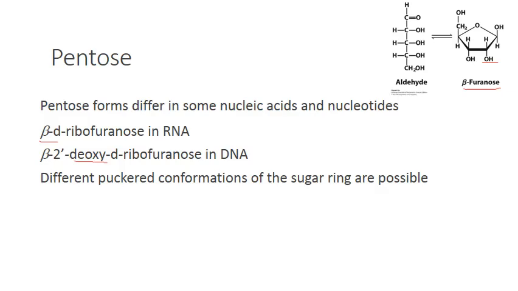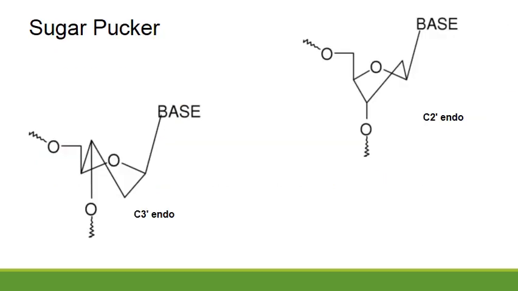The sugar ring is actually able to take on a couple of different conformations, and we call these different conformations puckered conformations in that sugar ring. So here is a picture of the 2 different puckers of the sugar, and you see when we're looking at the structure, depending on the location of the base, we have a different formation of that ring structure, and that will give a different angle between these oxygens here.